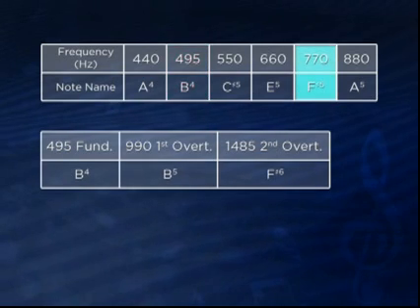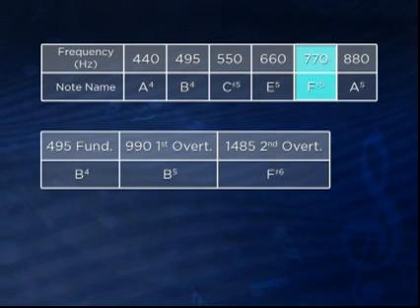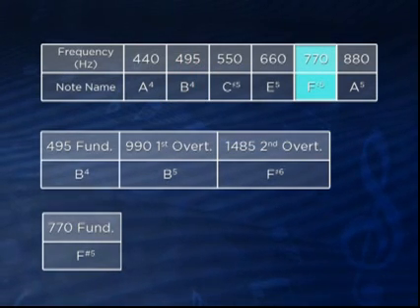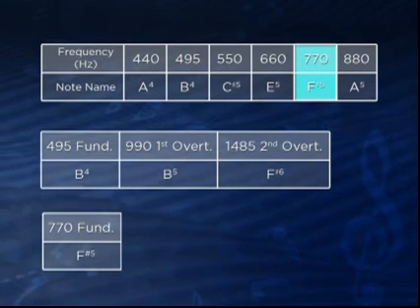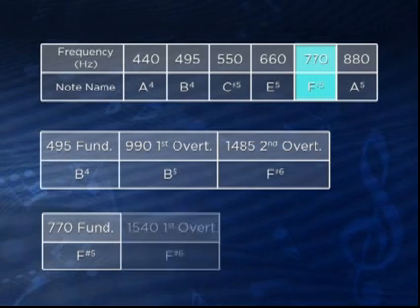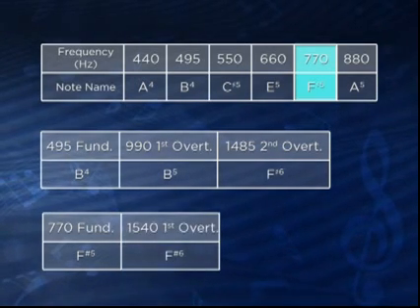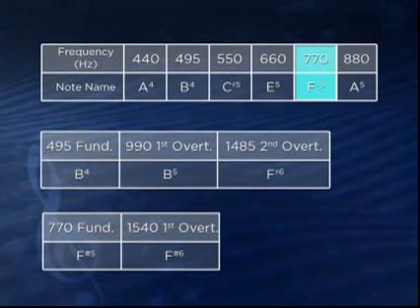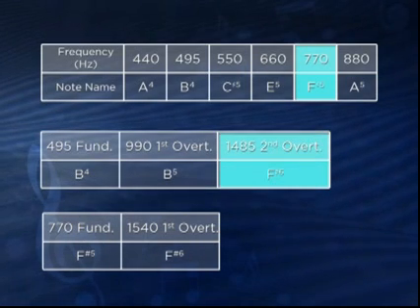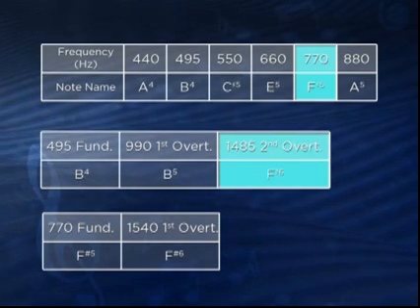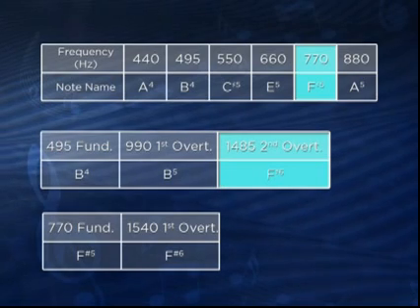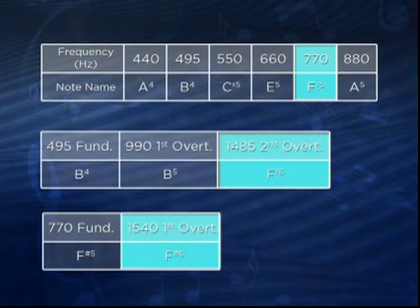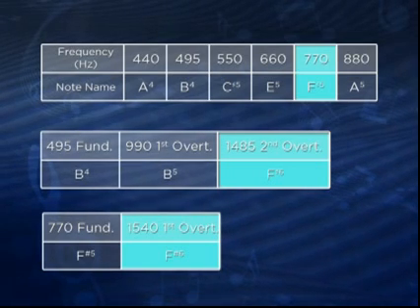But the F sharp that we've decided on for our scale, the F sharp 5, has its own overtone series. Now we've decided on the fundamental frequency for that F sharp of 770 Hertz. Its first overtone is going to be 1540, an octave above. It should be an F sharp 6. Now we have a real problem because one of the overtones of the B is an F sharp 6 at 1485 Hertz, and one of the overtones of the F sharp is an F sharp 6 at 1540 Hertz. Those are very different. Those two notes would sound bad together.